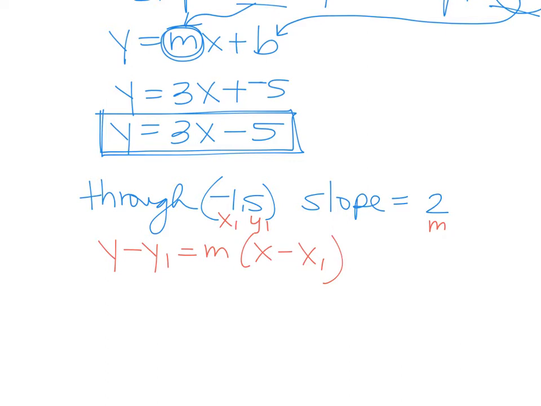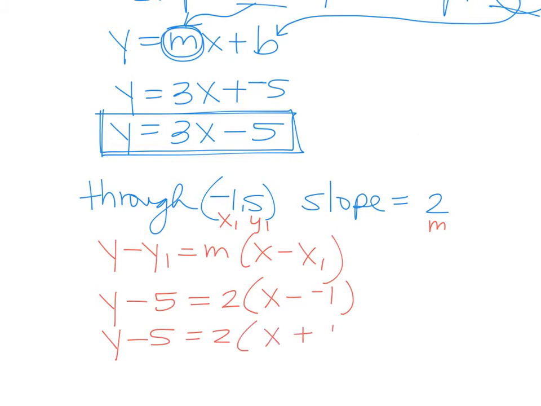So what would that look like? Y minus 5 equals, what's m? 2. And then x what? Plus 1. Right, so essentially it's plus 1. Technically it's minus a -1, but because minus a negative is plus a positive, you're doing y minus 5 equals 2 times x plus 1. So that would be your point-slope form. Okay?